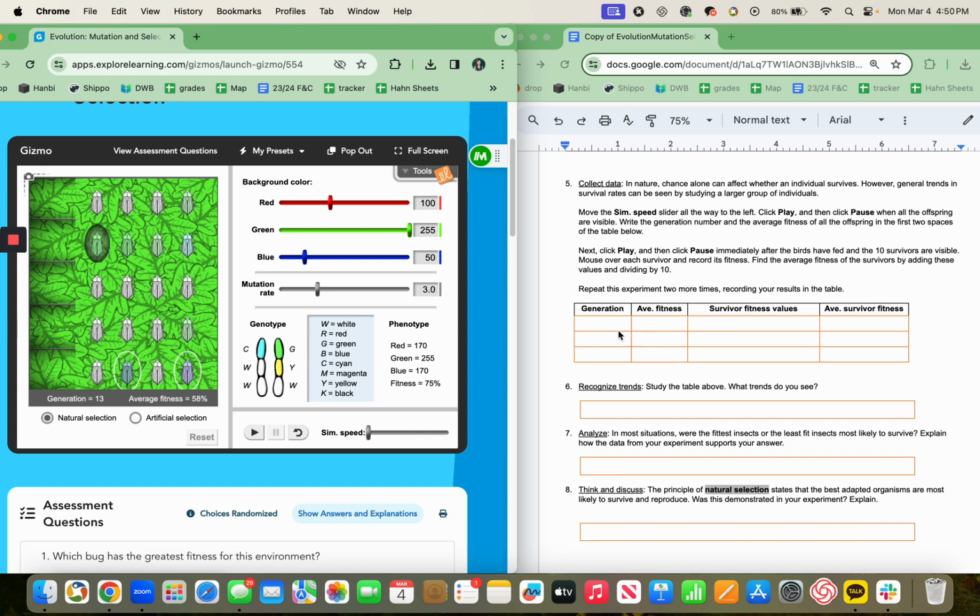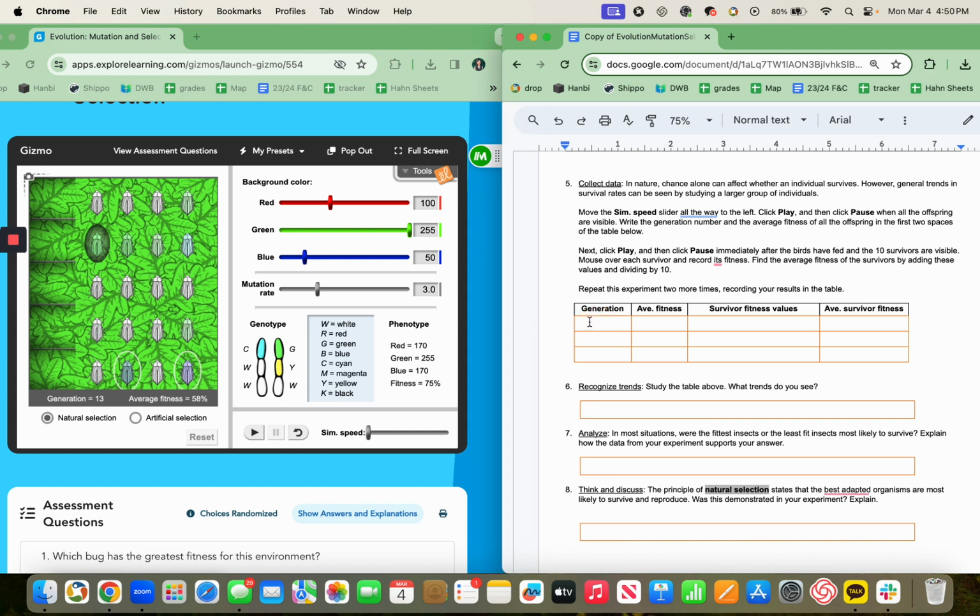Okay, so here, let's say this is generation 21, and then you're going to go ahead and put what the average is, and then you're going to put the fitness values of all the offspring. So there's going to be 10 percentages here, and then you're going to do the average of these 10. Okay, so this could be generation 21, this could be generation 22, and this could be generation 23. And what do you notice?